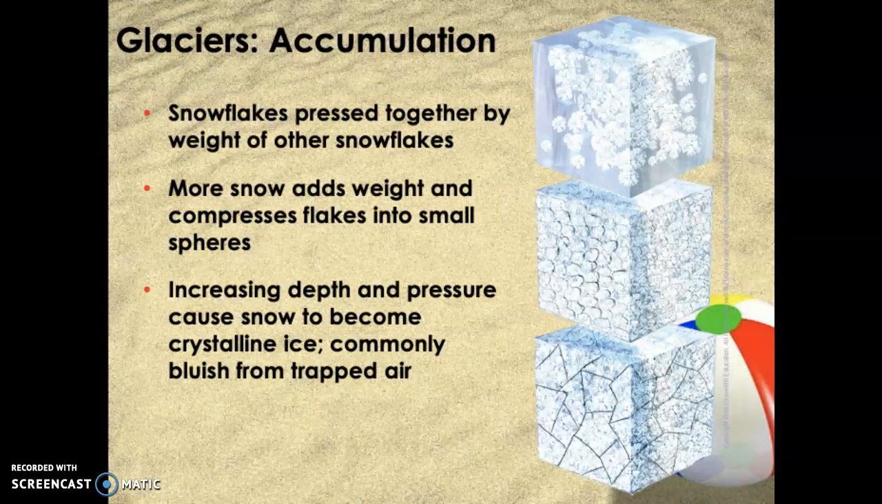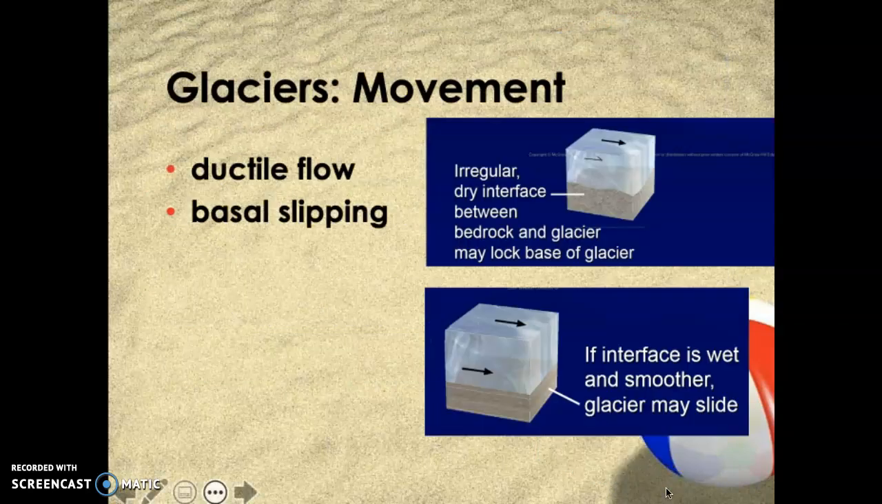And in class, one of the things I like to do is just ask the students, how much snow do you think, actually, how thick do you think the ice has to be before the ice at the bottom starts to flow? Because that's our next slide. Most of the flow that we have in a glacier is ductile flow. And you'll notice on this little drawing from the book, it says irregular dry interface can lock the base of the glacier to the ground. So basically, and this especially occurs in winter, the bottom of the ice actually freezes to the ground, and yet the ice still continues to flow forward.